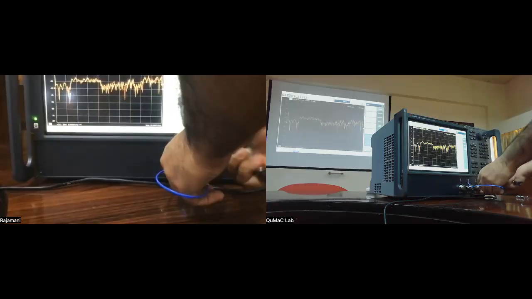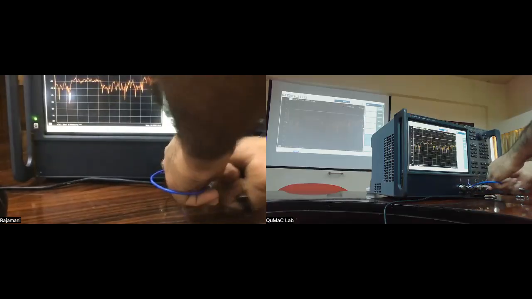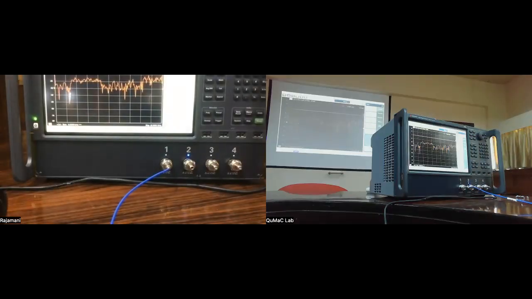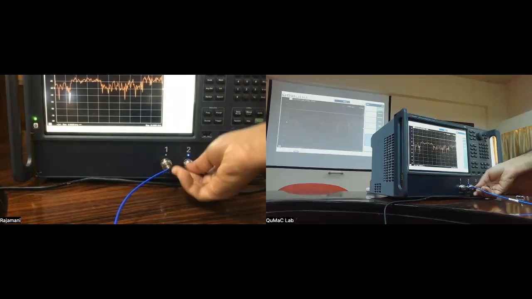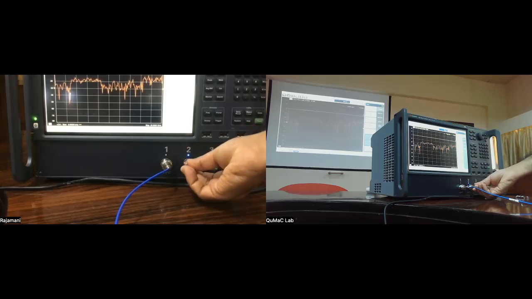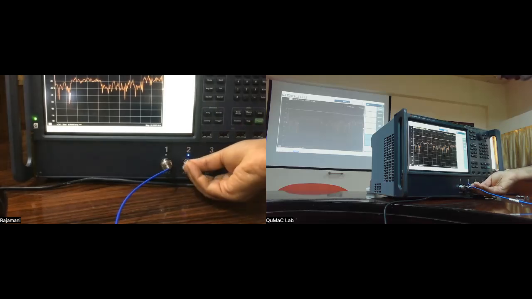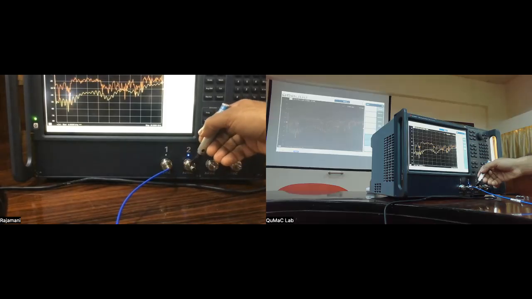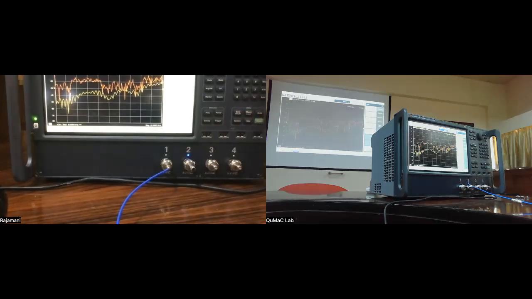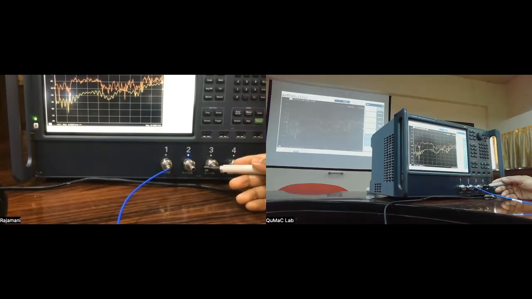So I'm going to remove this. I'm going to put a 50 ohm termination. So this is now just a one-port measurement. Okay. So this looks much better. So it's not something internal to the network analyzer, at least on this particular port.